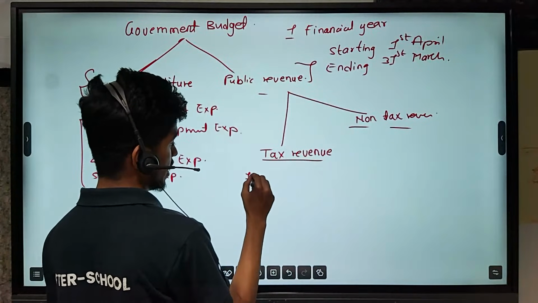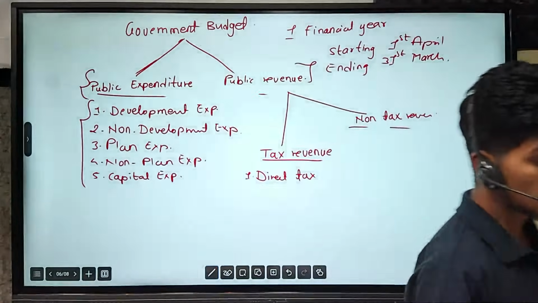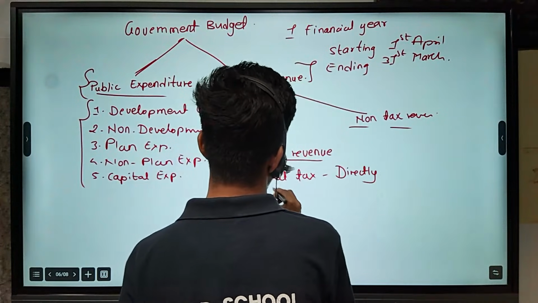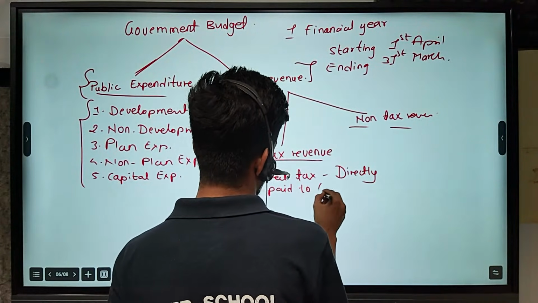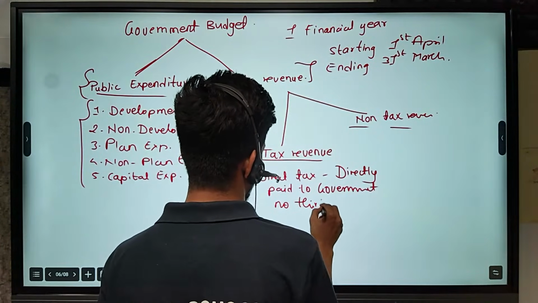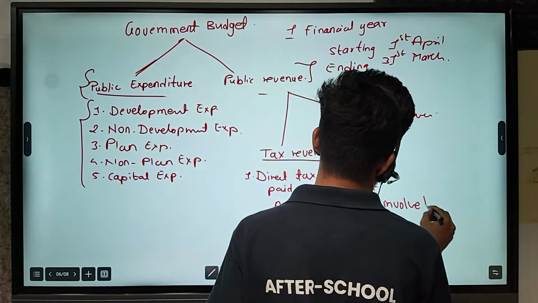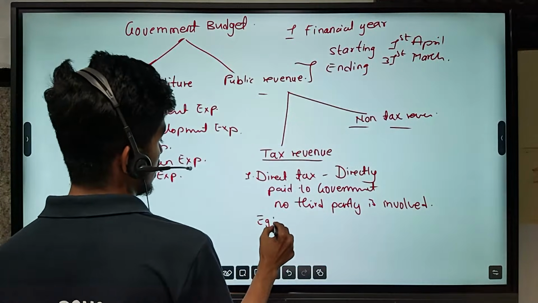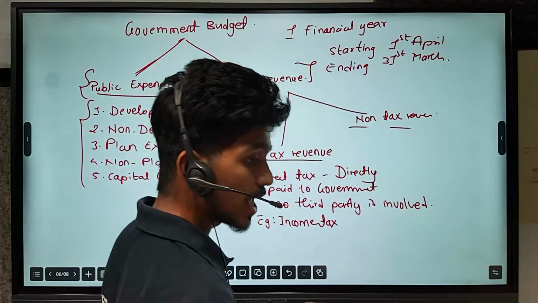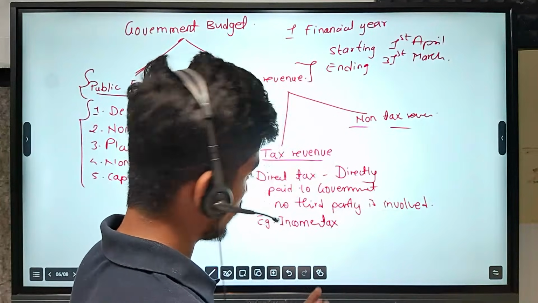Now, under tax revenue, there are two things. First one is direct tax. What is direct tax? Direct tax is a tax which is paid directly to the government. You can remember: directly paid to government. No third party is involved. Example you can give is income tax. You know what income tax is? Tax which is deducted from your income, salary. It is deducted directly, no third party. You get an income, you pay the tax. Over. No third party is involved in income tax.